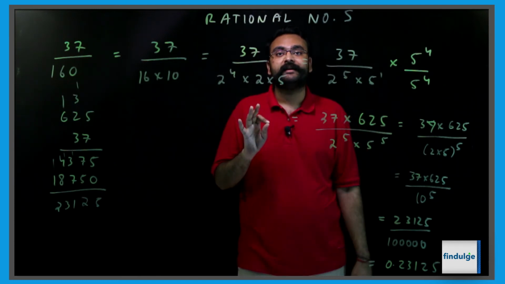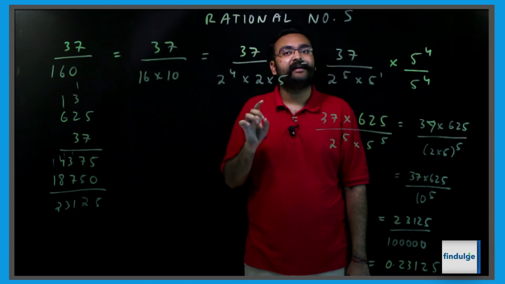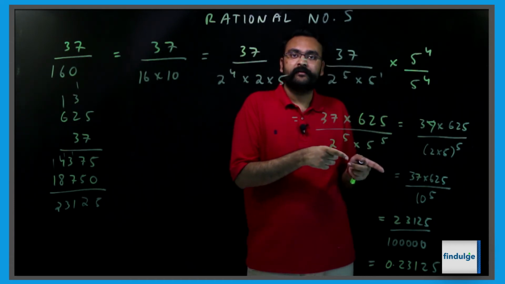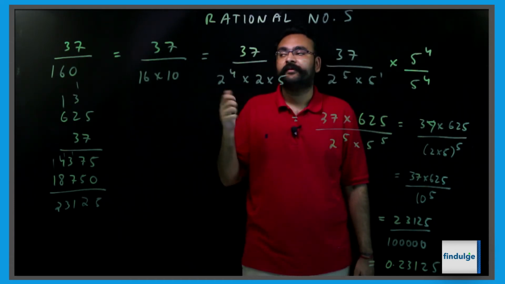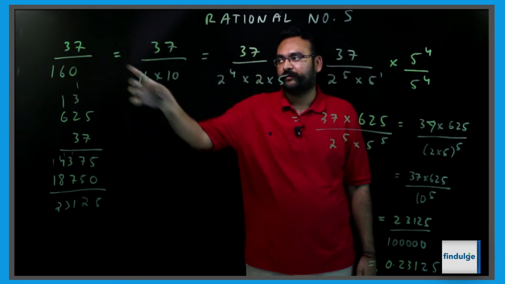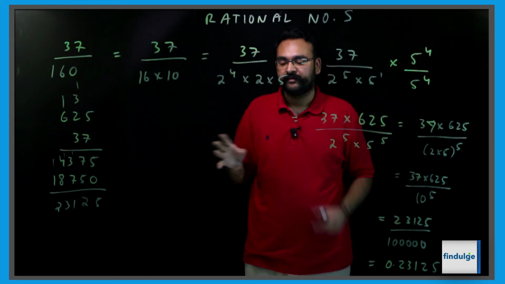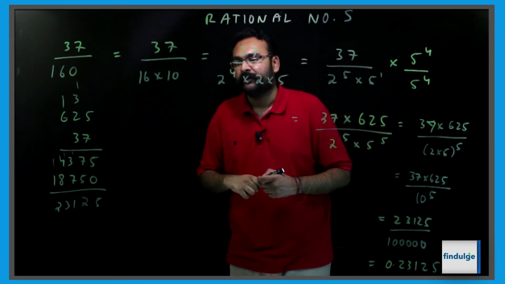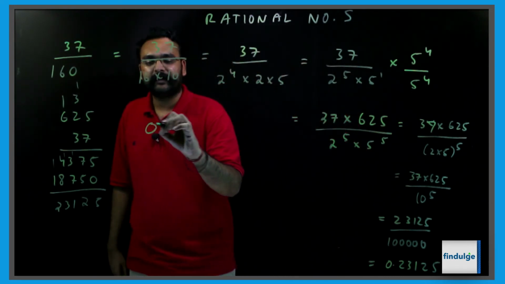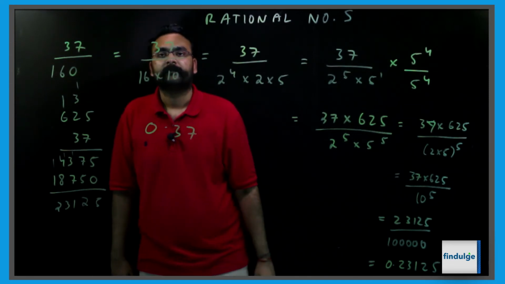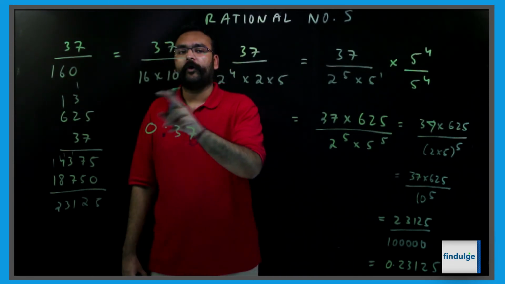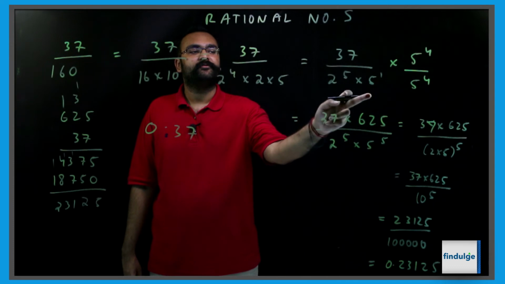Last small thing in decimals is how to identify from a decimal whether we'll have a 2 and 5 denominator or something else. Very straightforward. If the decimal is terminating, the denominator will be of the form 2 to the power n, 5 to the power m.